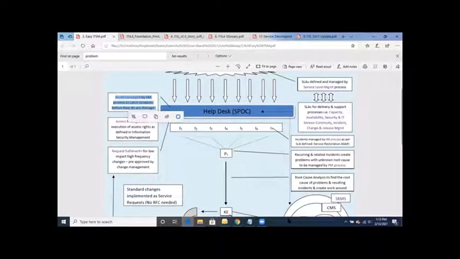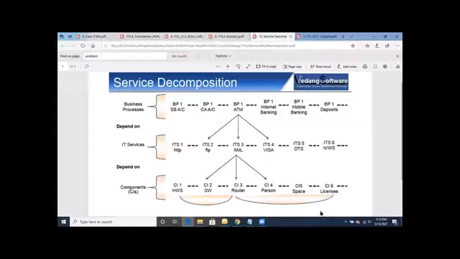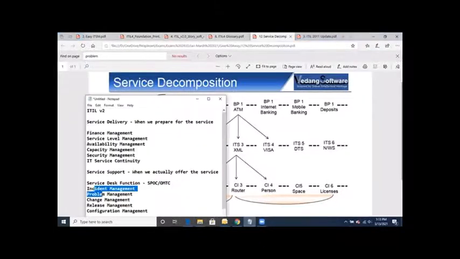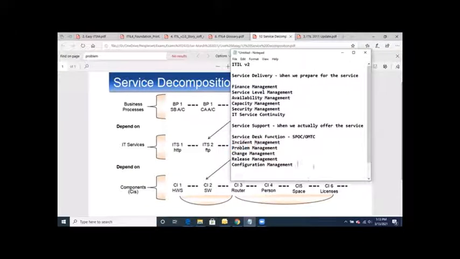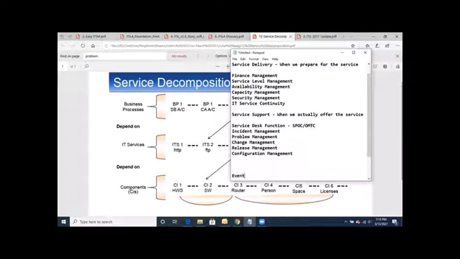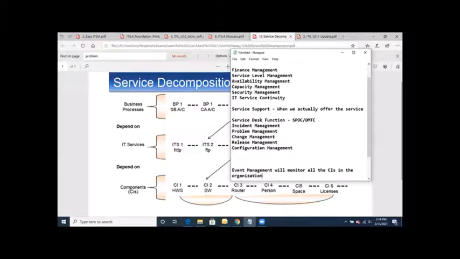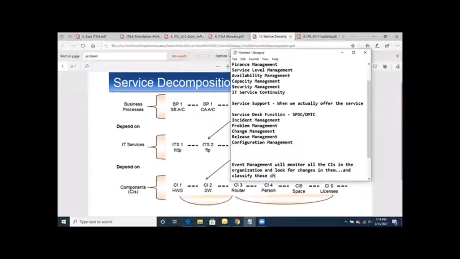Event management क्या करता है? Event management जितने भी CIs हैं organization के अंदर, so event management will actually monitor. So event management will monitor all the CIs in the organization and look for changes in them and classify those changes as events. वो events बनाएगा आपको.